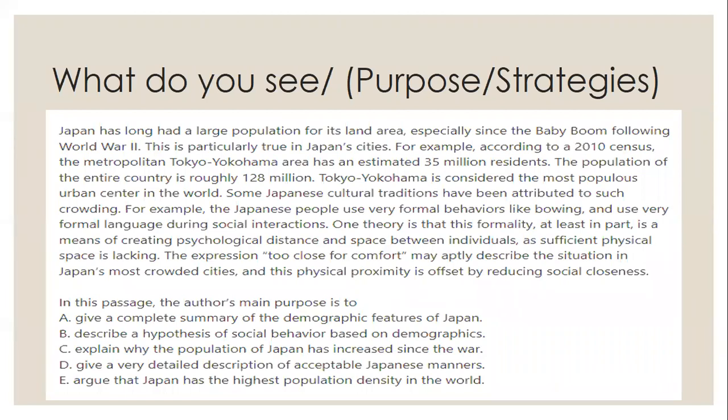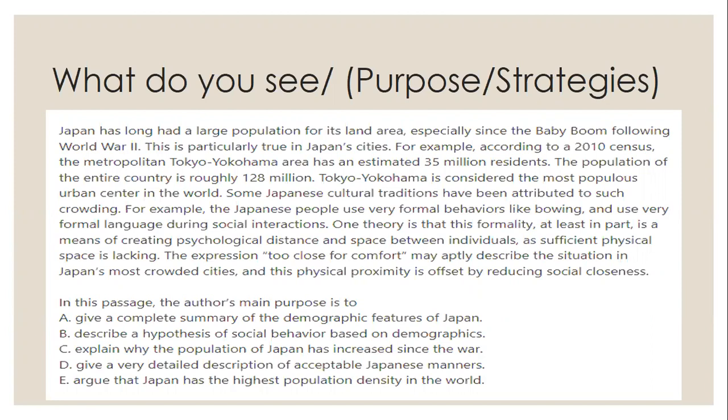long had a large population for its land area, especially since the baby boom following World War II. This is particularly true in Japan's cities. For example, according to a 2010 census, the metropolitan Tokyo-Yokohama area has an estimated 35 million residents. The population of the country is roughly 128 million. Tokyo-Yokohama is considered the most populous urban center in the world.